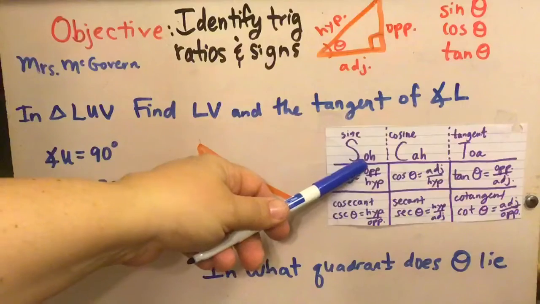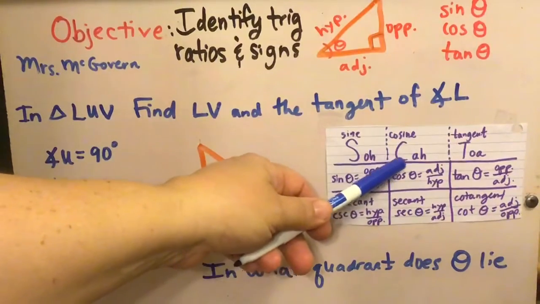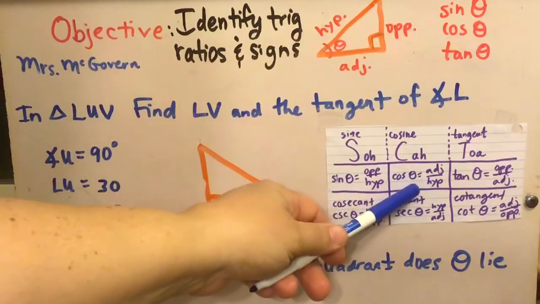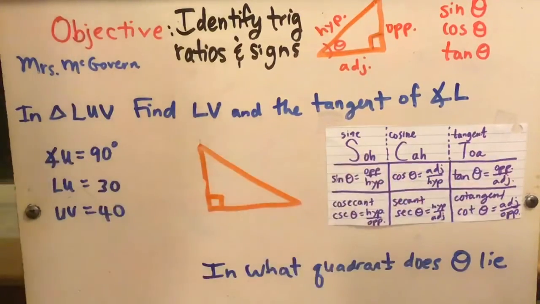So the sine is the opposite over the hypotenuse. I wrote it down here. Cosine is adjacent over hypotenuse. I wrote that here. And tangent is opposite over adjacent.